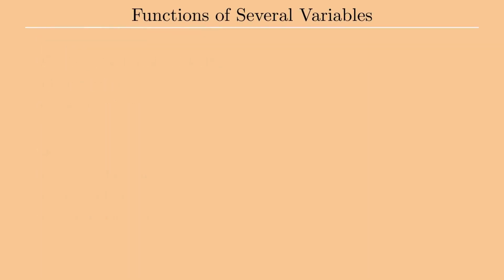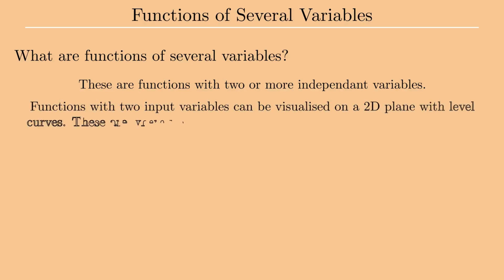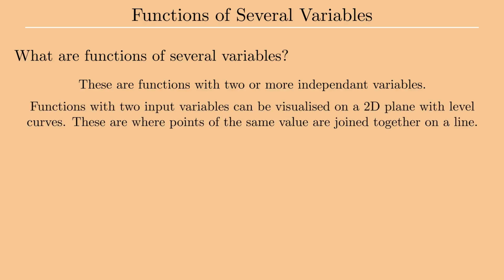Functions of several variables. Functions of several variables are functions that contain two or more independent variables. Functions with two input variables can be visualized on a 2D plane with level curves. These are where points of the same value are joined together on a line.